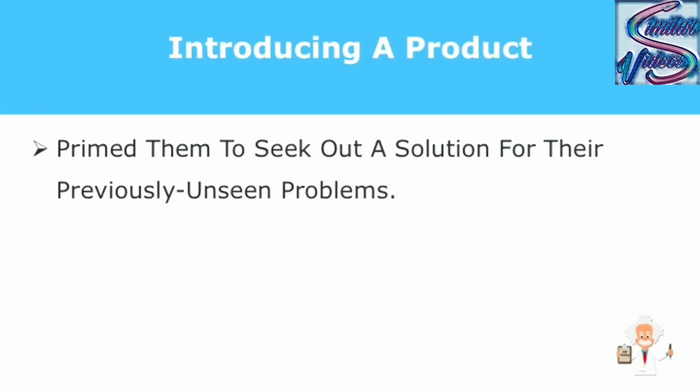Introducing a product. After you've stated the problems that your readers may be having if they don't have your product, you've now primed them to seek out a solution for their previously unseen problems. If this isn't exploited, you'll miss a huge opportunity to introduce your product. By introducing your product in your email, you'll have greatly reduced the amount of effort your readers need to put in to find their solution. In other words, it's right here in the email. There's no need to seek elsewhere. This realization can increase conversions and increase the sales of your product.